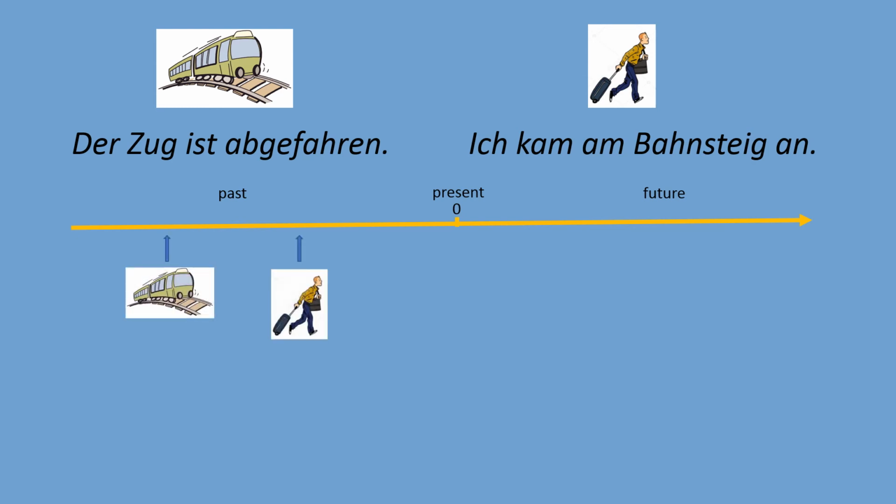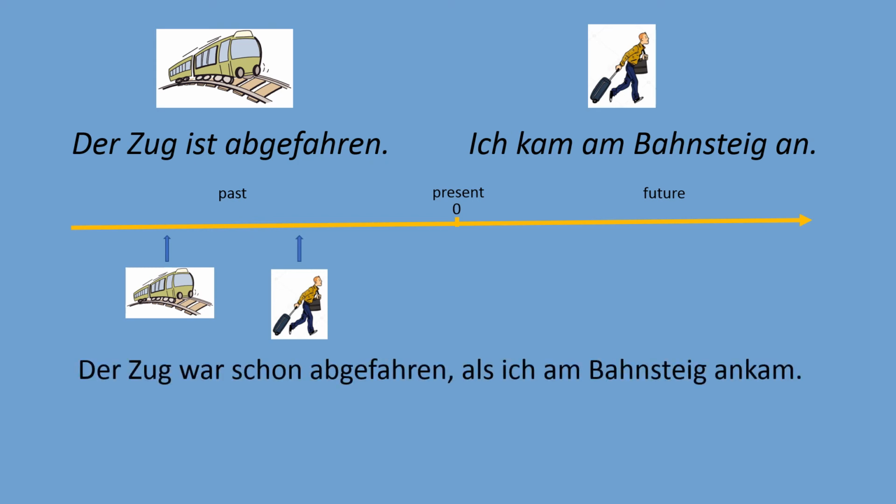So if we think about the situation when we say, when I arrived at the platform, the train had already left. You remember how we do it in German. We create this sentence saying, Der Zug war schon abgefahren, als ich am Bahnsteig ankam. Now we take a closer look at this als. Als in this case means when. When, as a subordinating conjunction, pushes the verb to the end. Ankam is now at the end of the whole sentence.